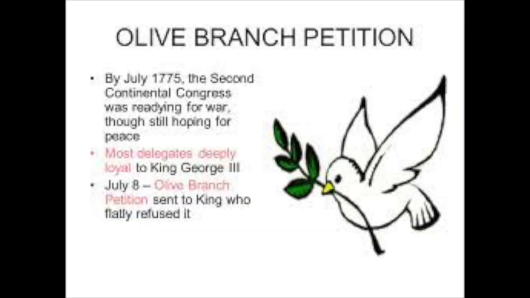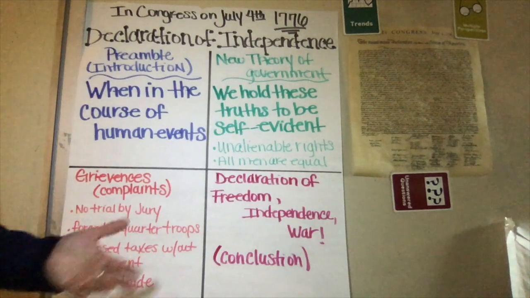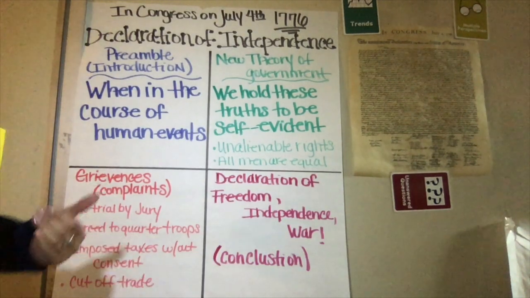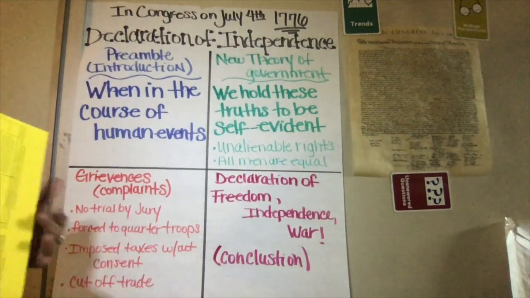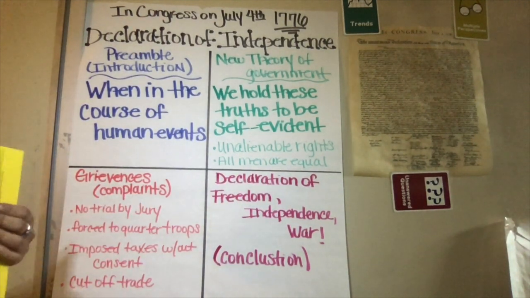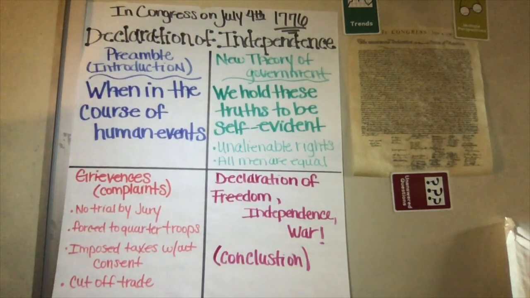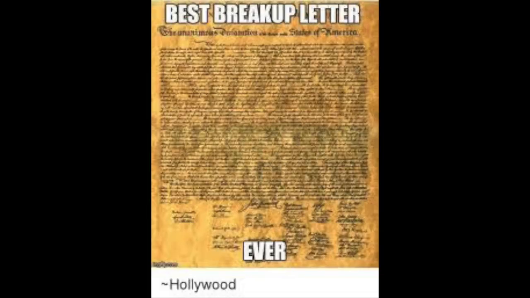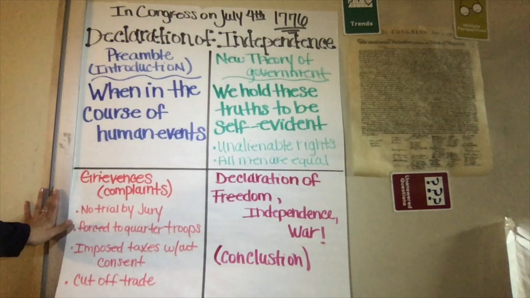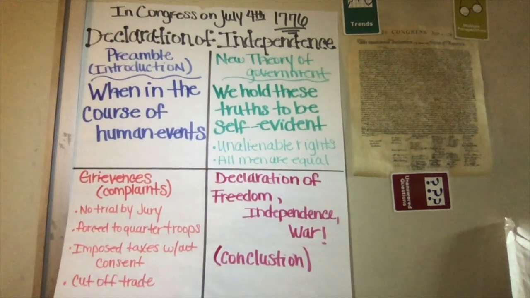They signed the Olive Branch Petition, which was basically the last peace treaty to King George III. They send it over to England, the king rejects it, he sends it back, and then after a year, the colonists decide that they're going to have to declare their independence. When does this happen? July 4th, 1776. What is the Declaration of Independence known as? It is known as the breakup letter between the 13 colonies and King George, or the King of England.